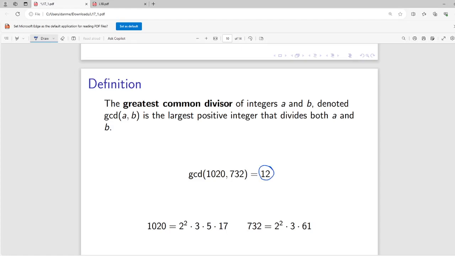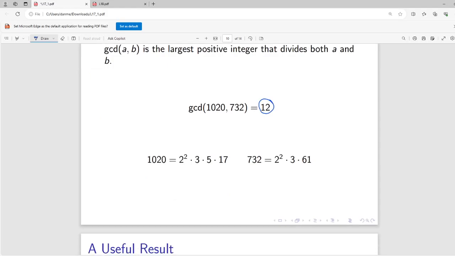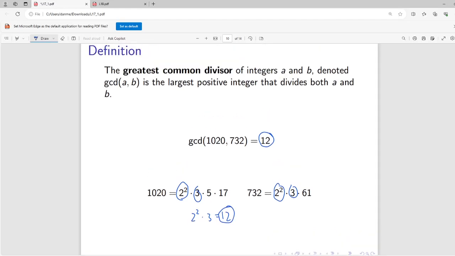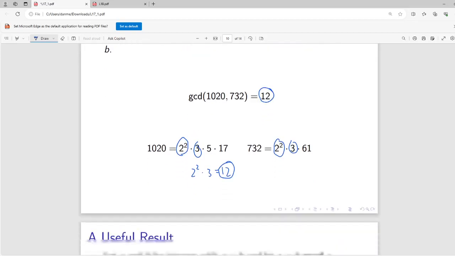And one way we could do that is by getting the prime factorization of the two numbers. And then we see that, okay, well, 2 squared goes into both of these. 3 also goes into both of these. So then 2 squared times 3 has to go into both of these. But of course, 2 squared times 3 is 12. So that's your greatest common divisor. That's one way we could find the greatest common divisor of these two integers.